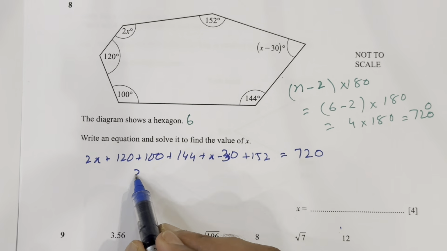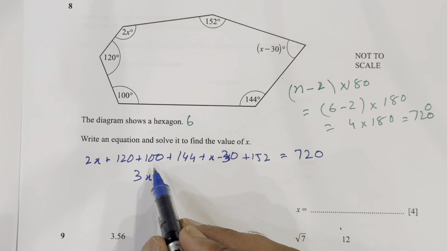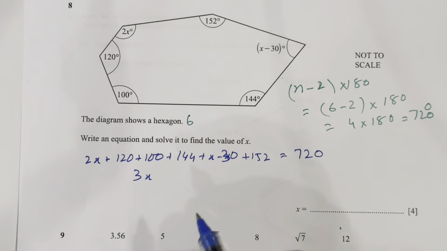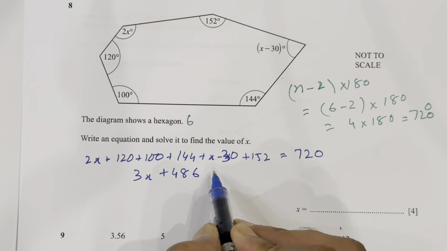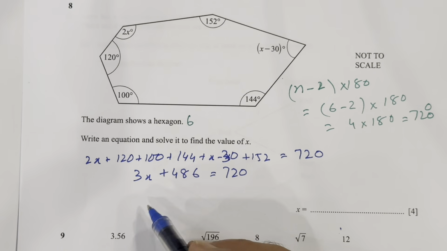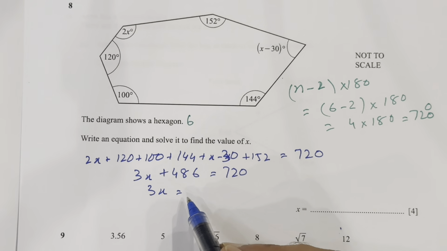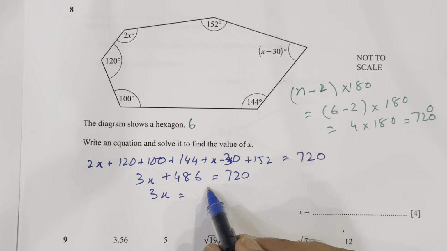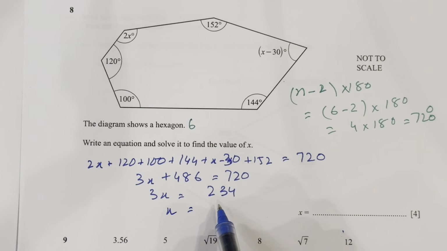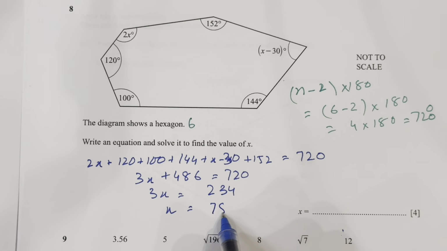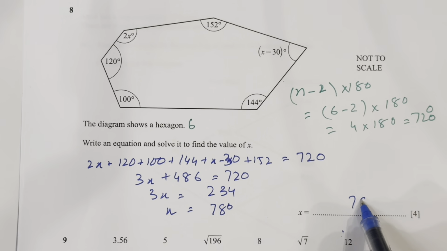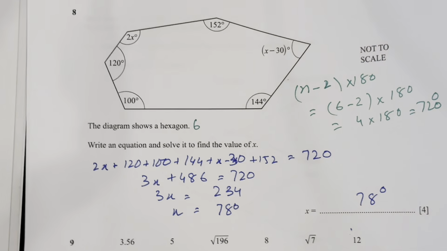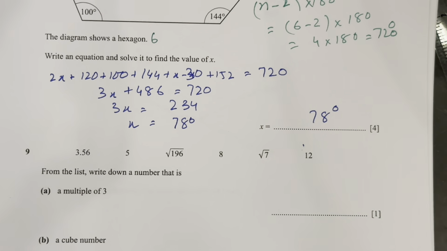So 2x plus x is 3x, then 120 plus 100 plus 144 minus 30 and 152, answer would be 486. After subtracting 720 minus 486, our answer would be 234. Then dividing by 3, our answer would be 78 degrees. So value for the x is 78 degrees. So this is how we calculated. This is a 4-mark question, easy question.